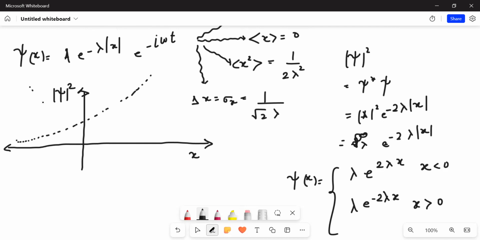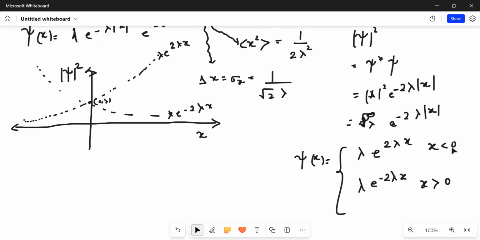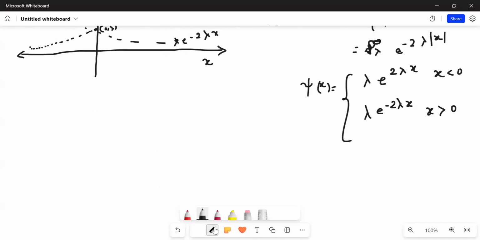So I'm just making a graph of 2. This is e to the power of 2 lambda x, and even if you multiply by lambda, not much is going to change, only there would be a shift. So this will be 0 comma lambda here, and this will be lambda e to the power minus 2 lambda x. Clearly, for all x less than 0, we trace the graph of lambda e to the power 2 lambda x, which is this, and for all x greater than 0, I plot lambda into e to the power minus 2 lambda x, which is this. So eventually, I know my graph for psi mod whole square as a function of x would be this.